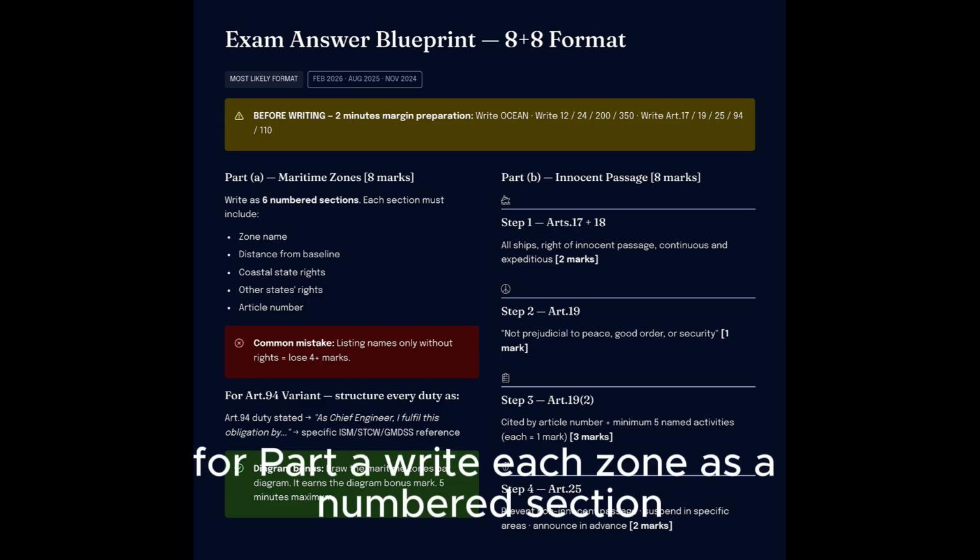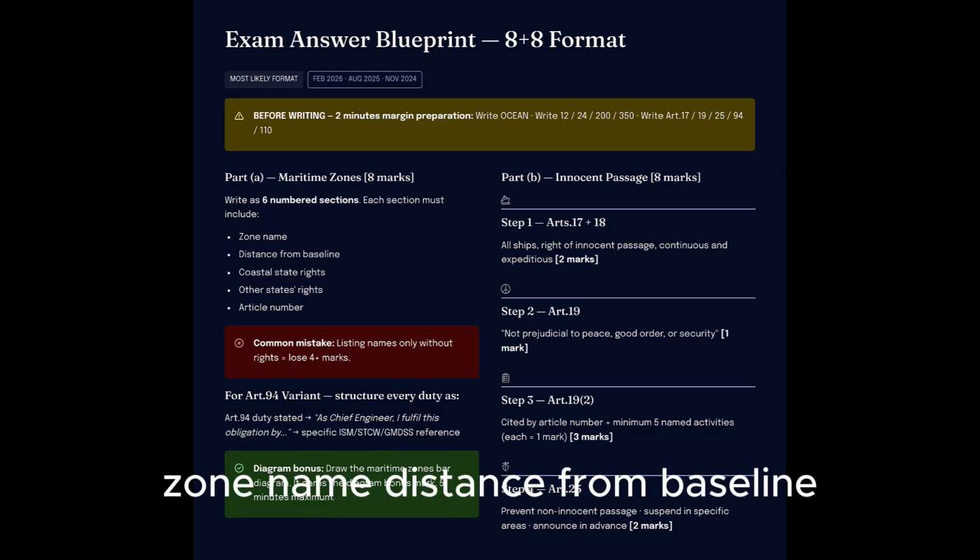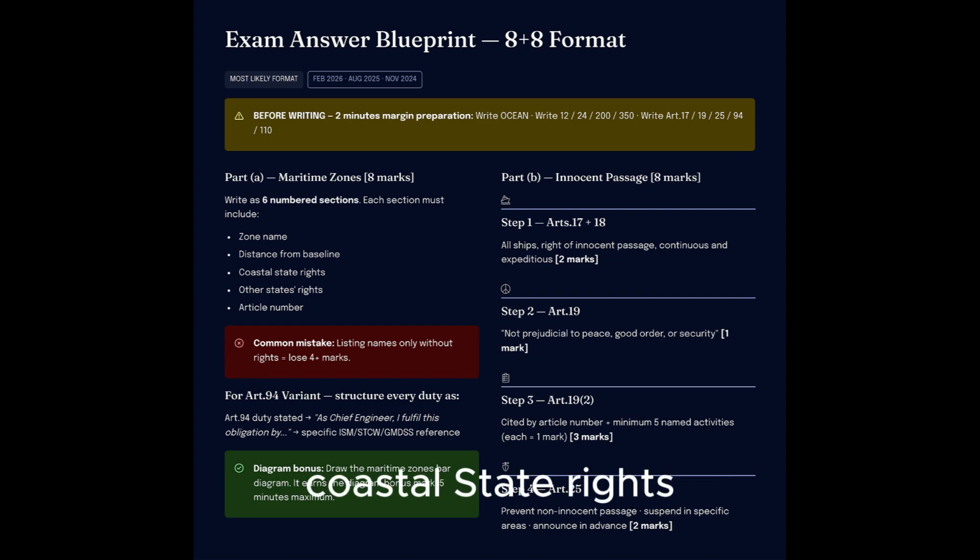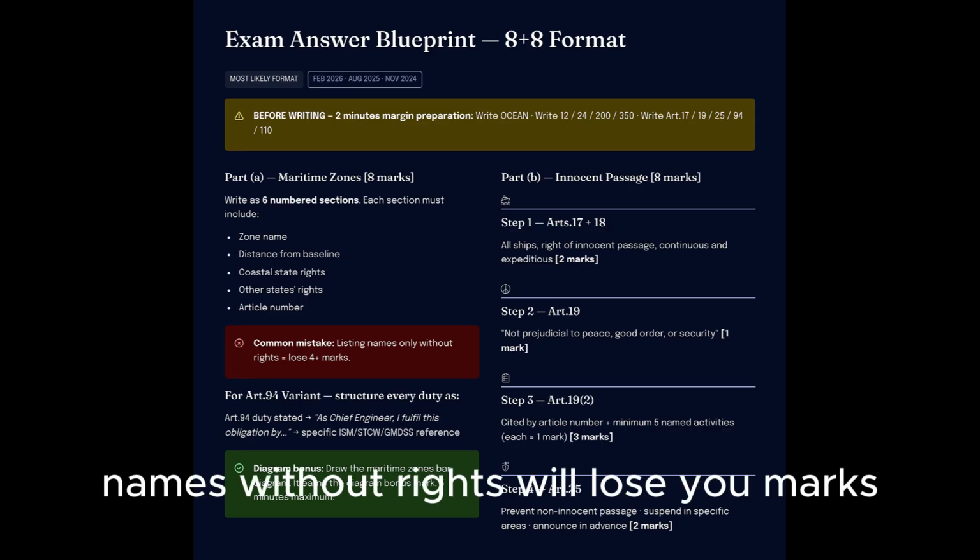For Part A, write each zone as a numbered section. Zone name. Distance from baseline. Coastal state rights. Other states' rights. Article number. 6 zones. Each zone has content. Names without rights will lose you marks.